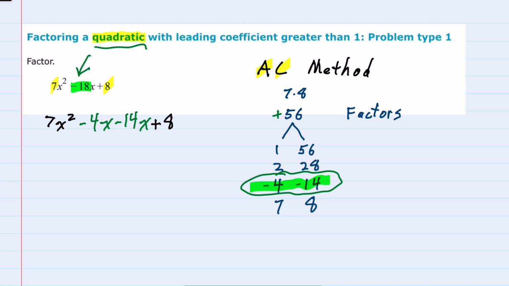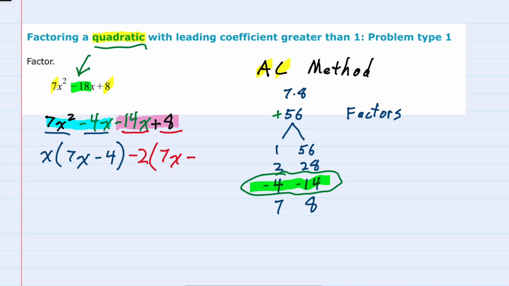And since we have a quadratic, I can group the first two terms together, and I see that they both have an x. So I can factor out an x, and from the first term, I would be left with 7x, and from the second term, just a minus 4. So I factored out an x. Looking at the last two terms, I see that they have a common 2, and since that leading coefficient is negative, I can factor out a negative 2, and I would be left in the first term with a positive 7x, and in the second term with a minus 4.